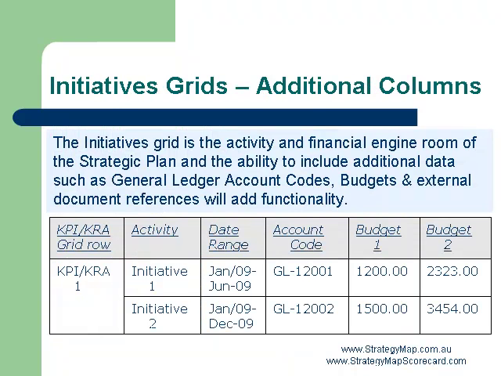Additional columns. Extra columns can be added to enhance your information system. The initiatives grid is the activity and financial engine room of the strategic plan. The ability to include additional data such as general ledger account codes and references to external documents adds functionality. Budgetary columns can also be added to provide essential financial analysis.